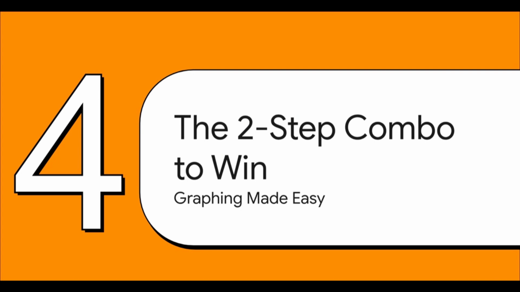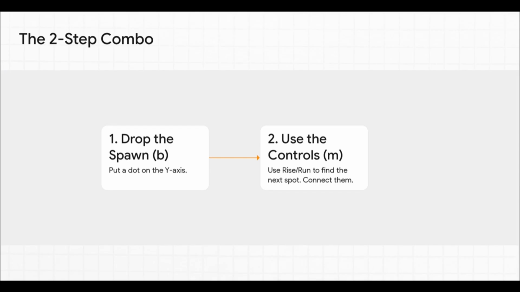Okay, we've got our tool. We've mastered the controls. Now it is time to put it all together with the ultimate two-step combo move that'll let you beat any graphing challenge thrown at you. And this is it. This is the entire strategy. Step 1. Find your spawn point, b, on that main vertical line, the y-axis, and put a dot right there. Step 2. From that dot, use your controls, the m, your rise over run, to move up or down, then over, and plant your second dot. Connect them, and you win. That's all there is to it.